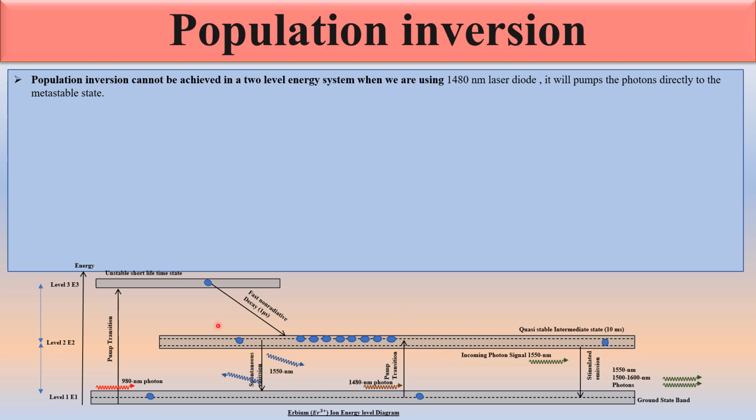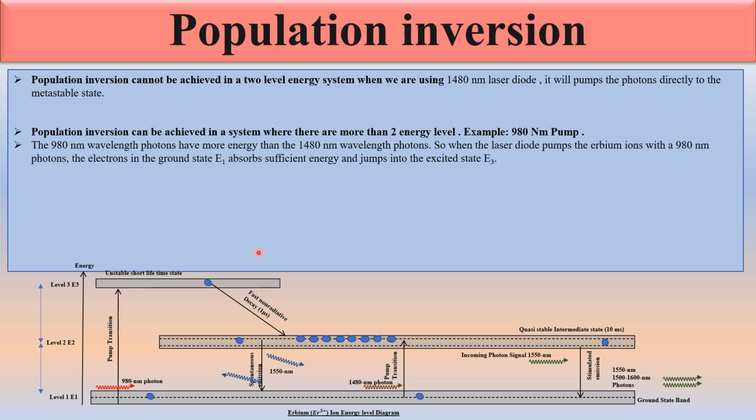But to achieve population inversion, we need at least three energy levels. The first one is the ground state, the second one is the quasi-stable intermediate state or the metastable state, and the third one is the excited state, or the unstable short lifetime state. So population inversion can be achieved in a system where there are more than two energy levels. When we are using 980 nanometer, there will be three energy levels.